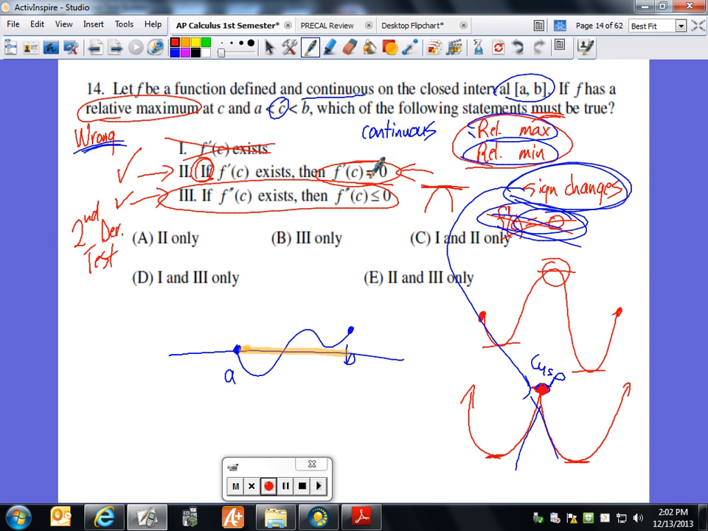the slope is 0. So the only thing that I want to make sure that you know is that f prime of C doesn't have to exist for there to exist a relative max or relative min. So which ones must be true? The answer is E, 2 and 3.